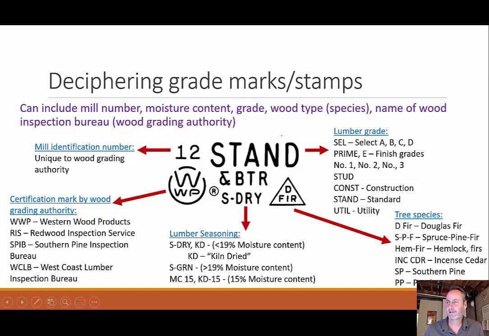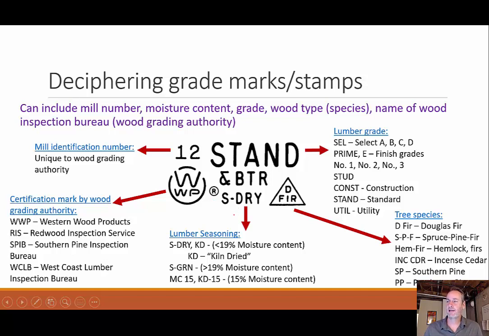So like this, you'd see this stamped on the end or on the face of a board, and there are different numbers on here. There's a mill identification number. There's which grading authority determined this quality of wood, what is its general purpose or its grade, such as stand, meaning standard. What about how it was dried or seasoned?